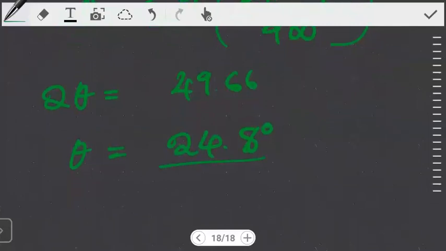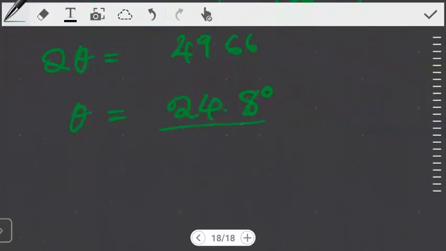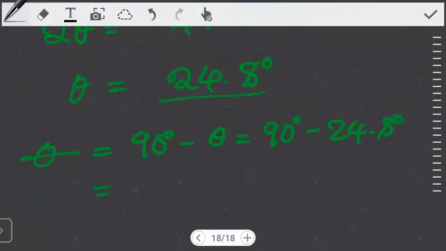Now, our question says that if this is the first angle, the one less than 45 degrees, to get the second one, let me label it as phi, all we have to do is from 90 degrees, subtract the first angle, meaning that we have 90 degrees minus 24.8 degrees. The second angle then comes out as 65.2 degrees. So in other words, for our question, we've now seen that the two angles which give you the same range are 24.8 degrees and 65.2 degrees.